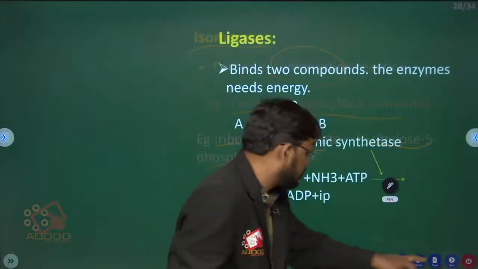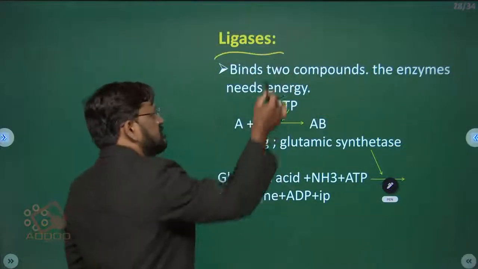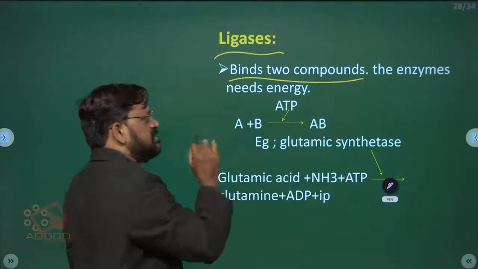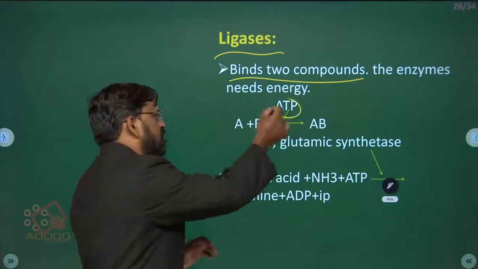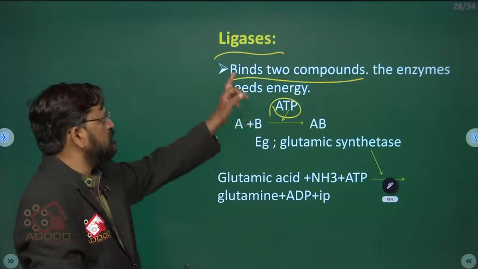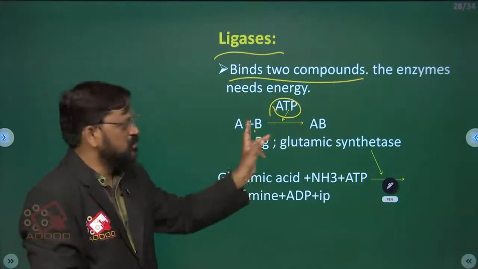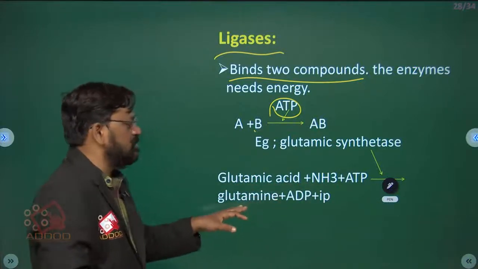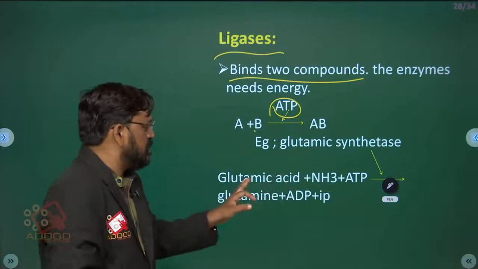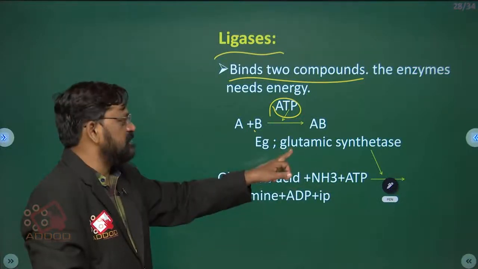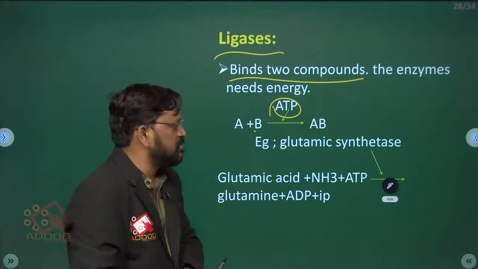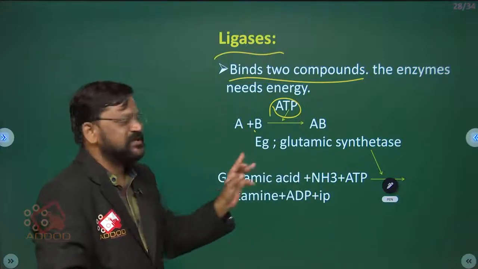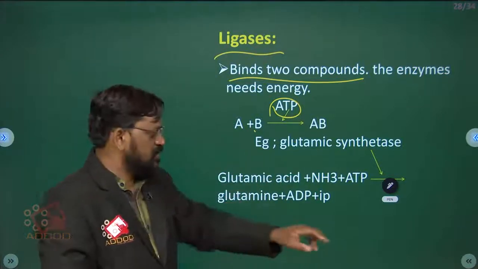Now comes ligases. What ligases means is it binds two compounds. So here the enzyme needs energy, that energy in the form of ATP. So the one which binds two compounds is said to be ligases. A plus B gives rise to AB. Two compounds are binding, giving rise to one compound AB. Best example is glutamic acid becoming glutamine. Here energy is required, you see. So in order for glutamic acid to become glutamine, it requires a catalyst whose name is glutamine synthetase. That glutamine synthetase is nothing but a ligase which is combining the two compounds in the presence of energy into one compound, just like glutamine.